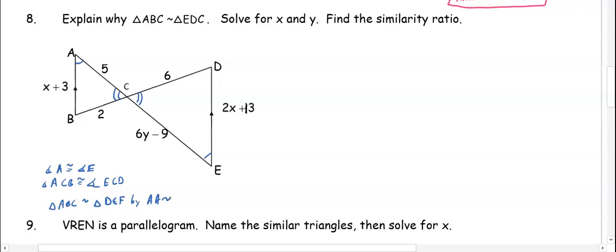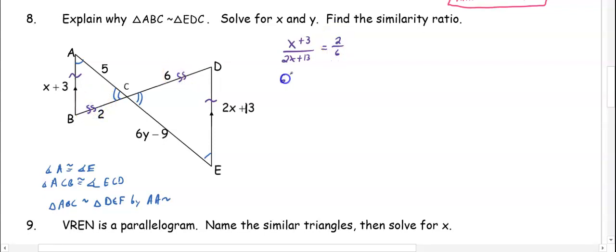So if I'm going to solve for x, I see two sides that have an x, and they are the parallel sides of the triangle, so they would be the corresponding sides. So when I go to solve for x, I would have x plus 3 over 2x plus 13 equals, just like when we had congruent triangles in a bow tie problem, remember that the sides that corresponded were on the same diagonal, so we would have 2 over 6.